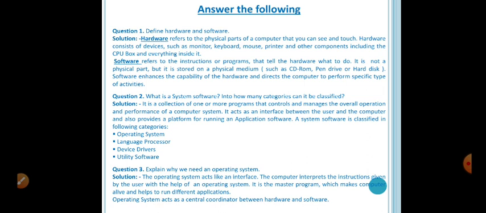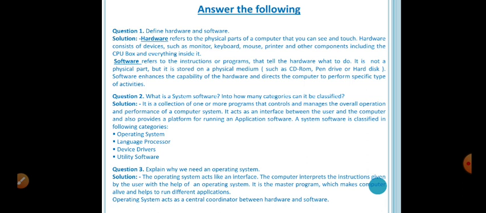The first question is define hardware and software. Solution is given in front of you all. Hardware refers to the physical parts of a computer that you can see and touch. Hardware consists of devices such as monitor, keyboard, mouse, printer, and other components including the CPU box and everything inside it.